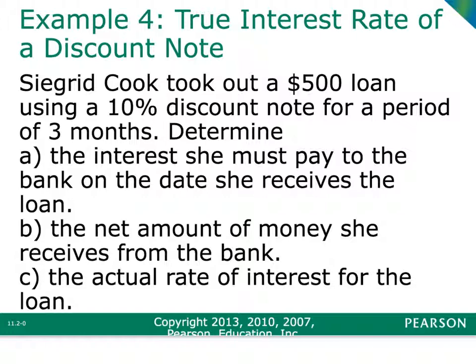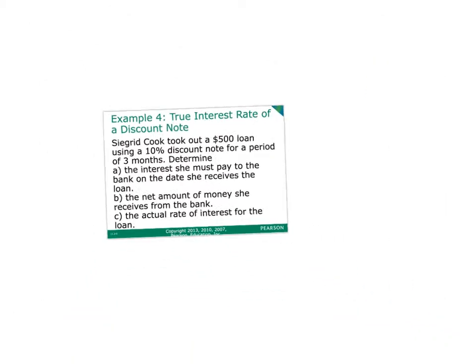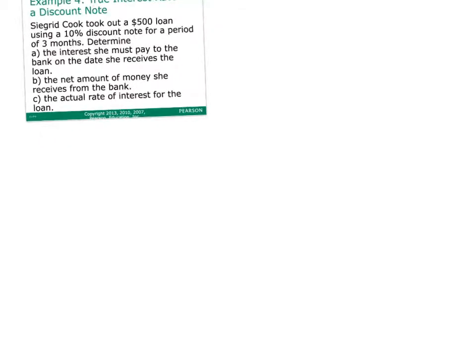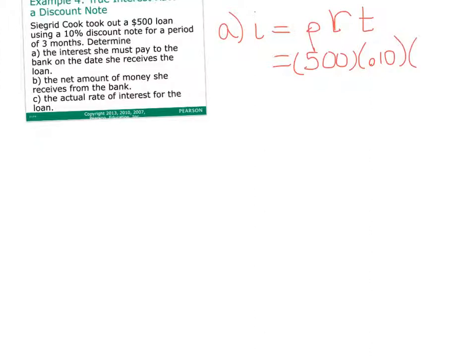Okay, so the first thing we have to do is calculate her interest. So let's shrink this down so we have some room to write. To calculate her interest, that is just I equals PRT. Sorry, my handwriting got a little goofy right there. She's doing a $500 loan, so that's your principal. The interest rate for this loan is 10%, so her rate would be 0.10. And she is borrowing this for 3 months.